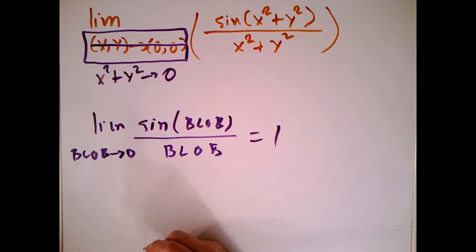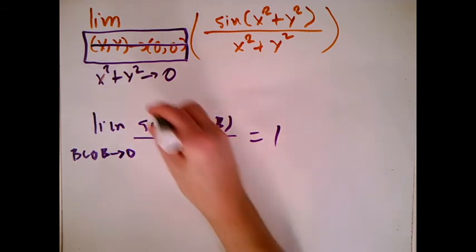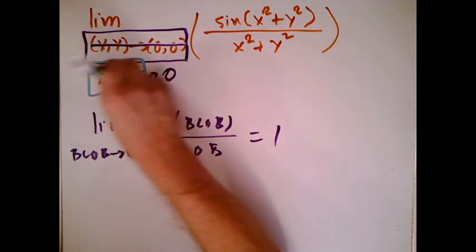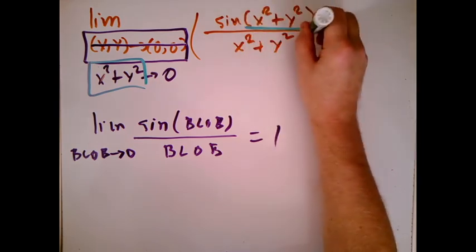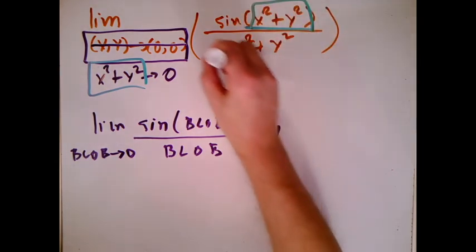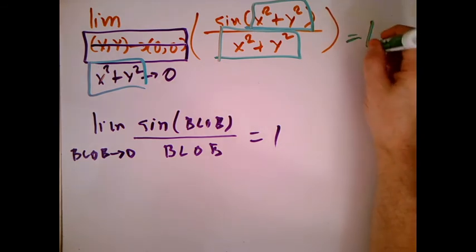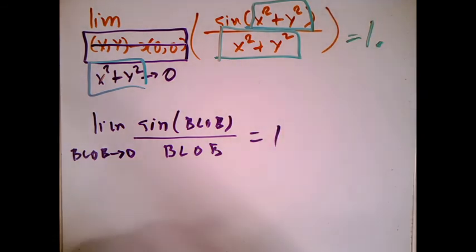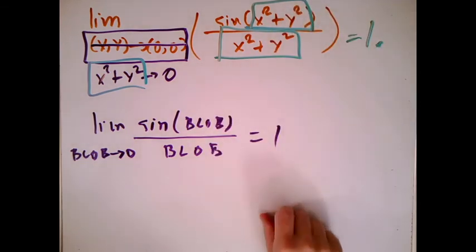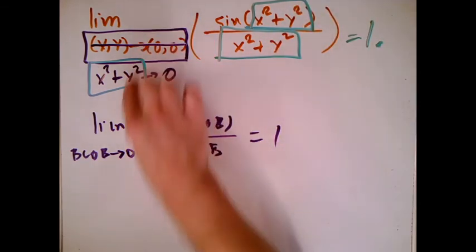Now, how does that help here? Whoa, it gives us the final answer. Because what we have is the limit as blob gets close to 0 of sine of blob over blob. Well, that tells us the limit is 1. And so what we needed to do to solve this problem was recognize that we had sine of blob over blob, and then do this crucial rewrite.